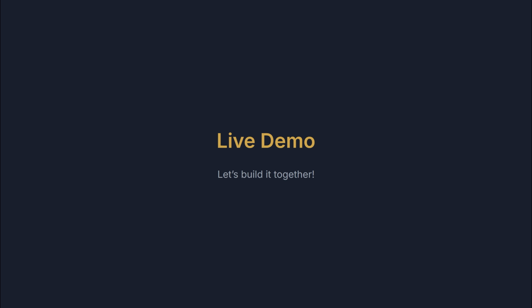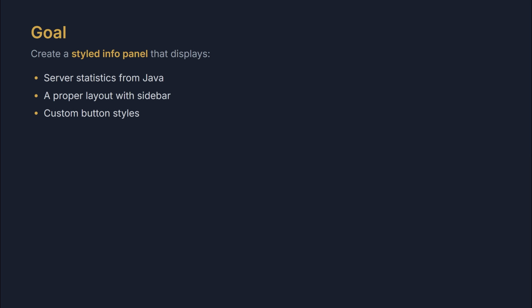So I've just shown you the demo, but you know what? We should really figure out how dynamic values work, because sending data from the UI to Java is cool. But how do we do it the other way around? How do we send data from Java to the UI? So for this, we want to create a styled info panel that displays server statistics from Java, a proper layout with a sidebar, and custom button styles.